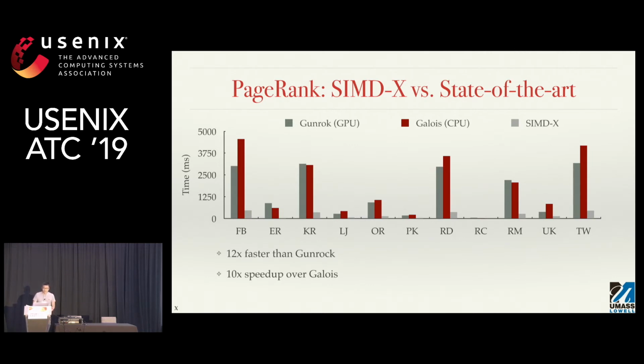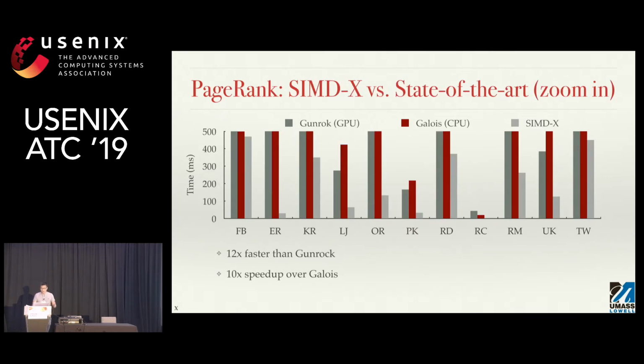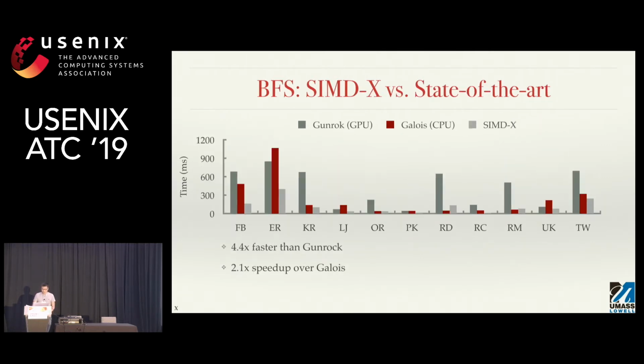We didn't include all of them, but these two will show you that it's pretty good performance. When you zoom in, you can see the performance is still very good. We also compare it against BFS. The x-axis is different datasets, the y-axis is the time for traversal and getting a valid BFS. We see that the speedup over Gunrock and Galois is still observable.